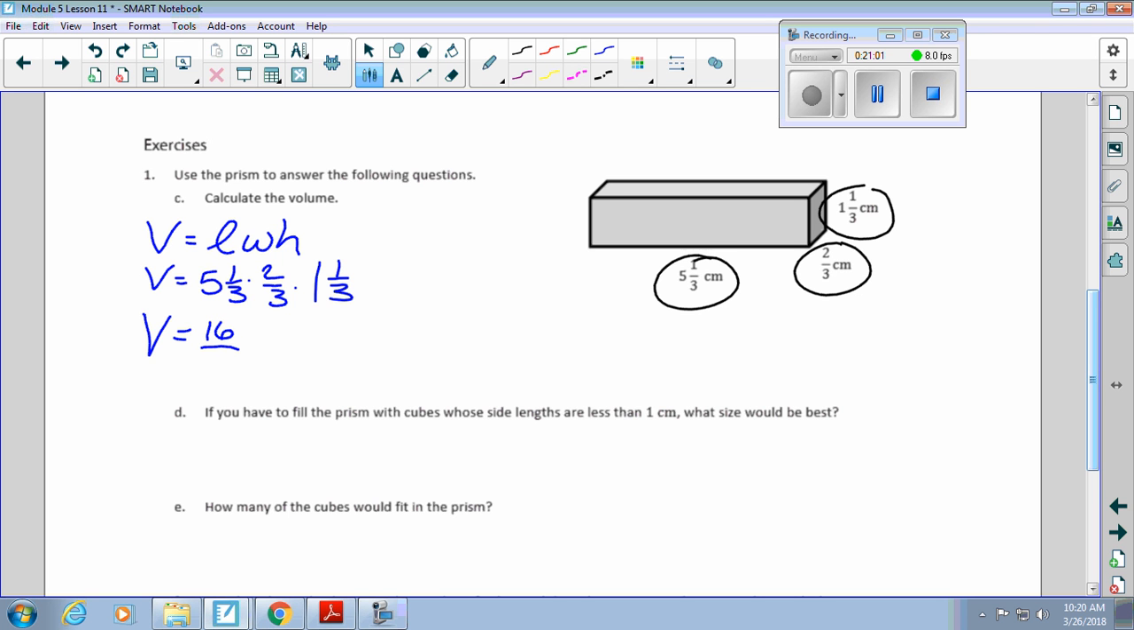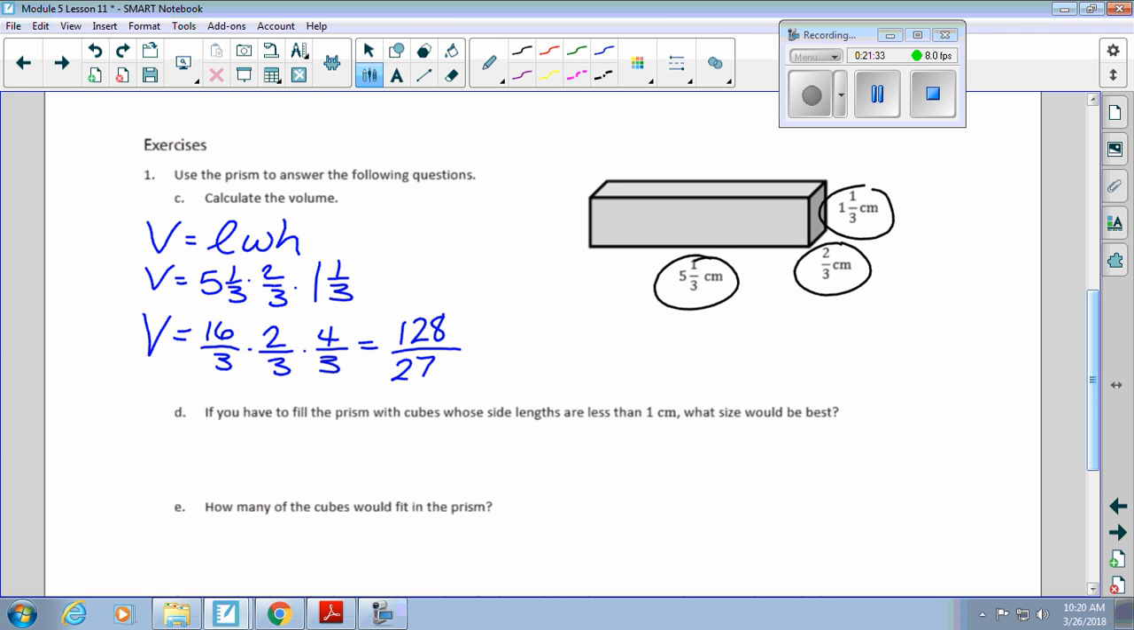So 16/3 times 2/3. We don't have to do anything with that one. And then 1 1/3 would be 4/3, right? So this is a lot of fun multiplying. I'm going to use a calculator just for time's sake. So you're going to have 16 times 2 is 32. So 32 times 4 is 128. And then 3 times 3 times 3 is what? 27. It's not 9. It's 27.